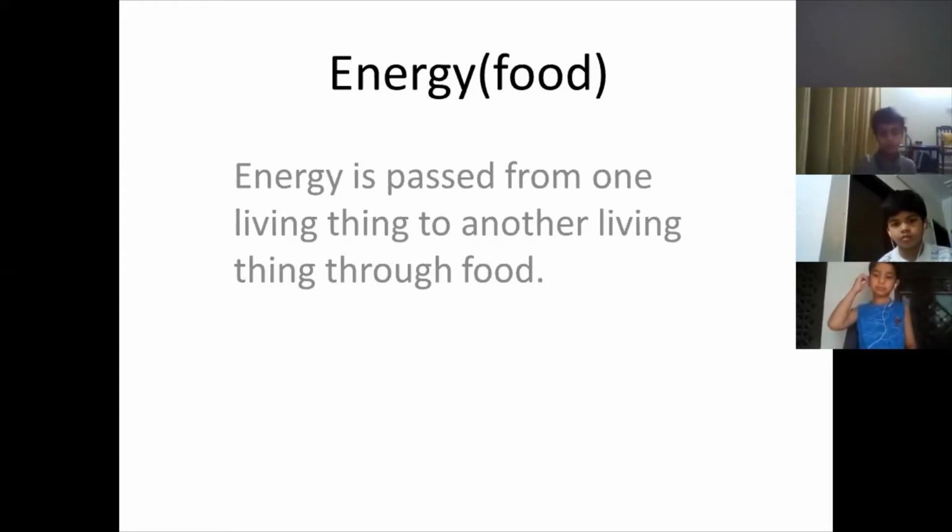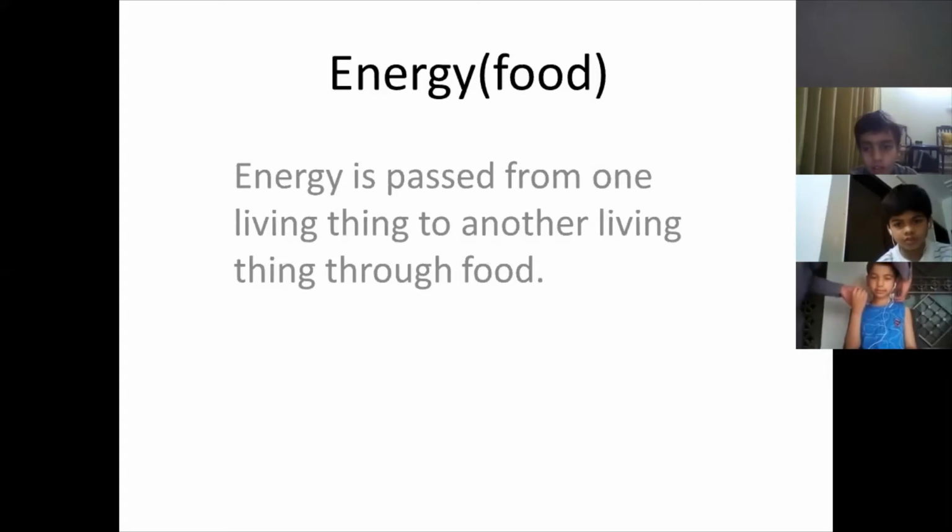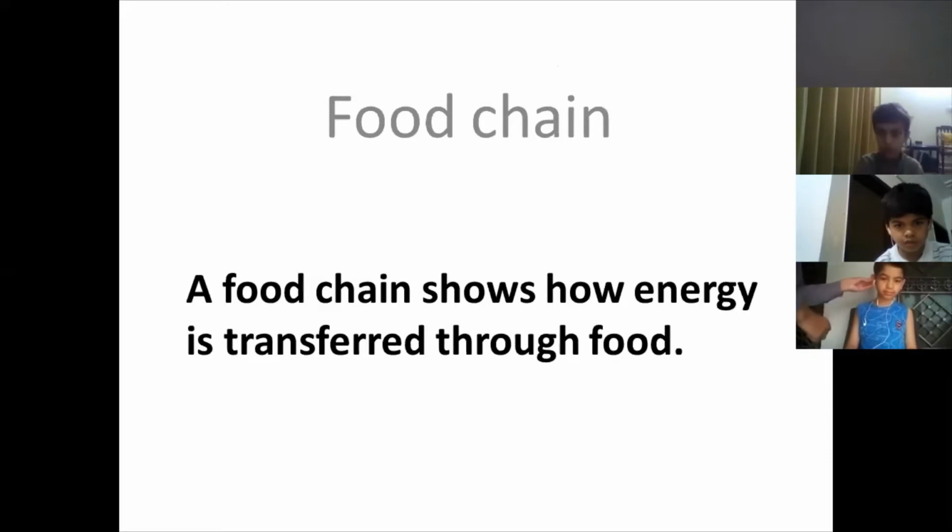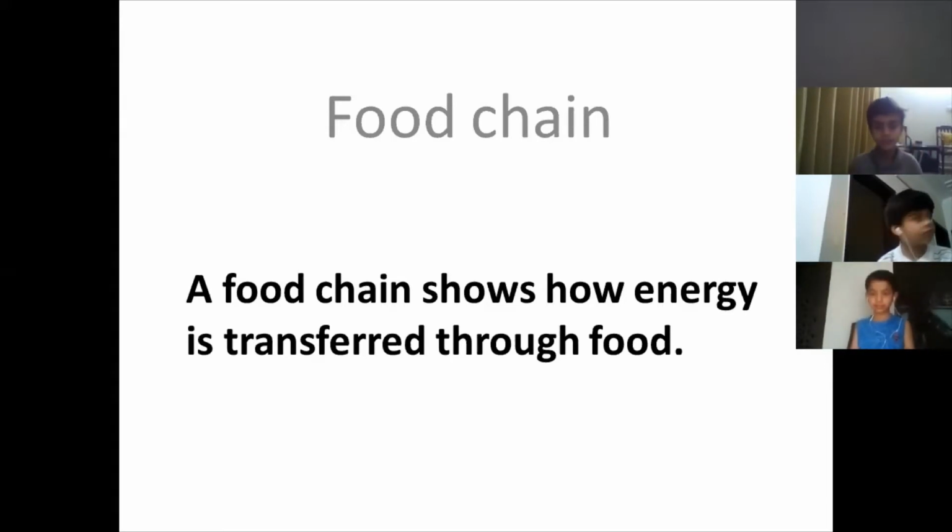Like, for example, you all are sitting in front of your PCs, right? So what did you actually require? You required the energy to sit in front, and then the very first point, listen very carefully. Okay. So to understand this energy, we have to understand the concept of food chain. You have learned this in your previous classes as well, but I'll just go through it. A food chain shows how energy is transferred through food, right? We'll be dealing with that, how food provides energy that can be transferred.